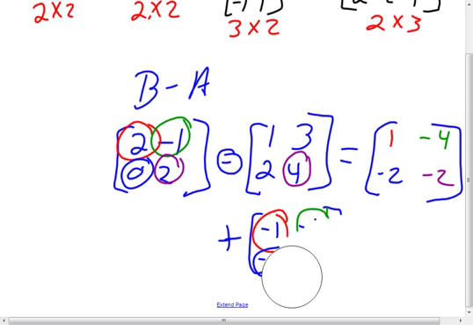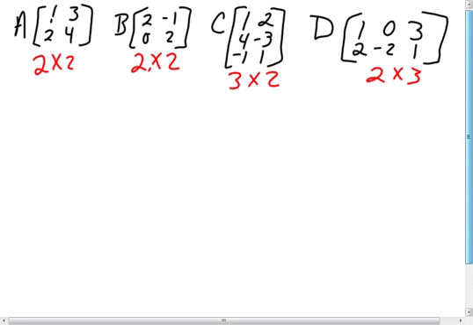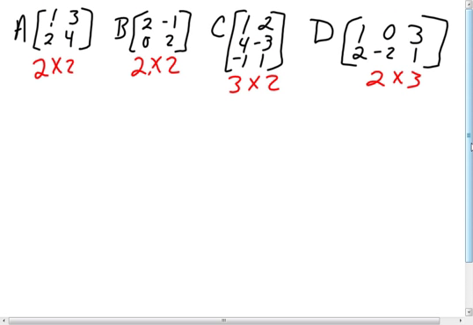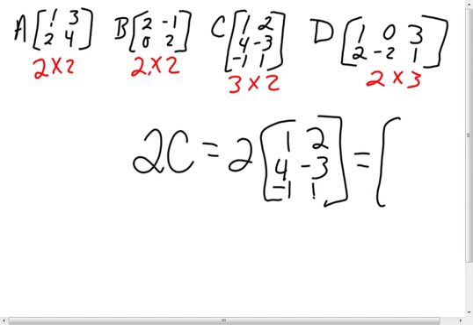So as we're looking at these matrices, let's talk about scalar multiplication. Scalar multiplication is taking a number and multiplying it by a matrix. So let's, as an example, do a scalar multiplication on C. So we'll do 2 times C. And so what does that equal? That's the number 2 times the matrix for C, 1, 2, 4, negative 3, negative 1, 1. So every item in the matrix gets multiplied by 2, and that's the new result.